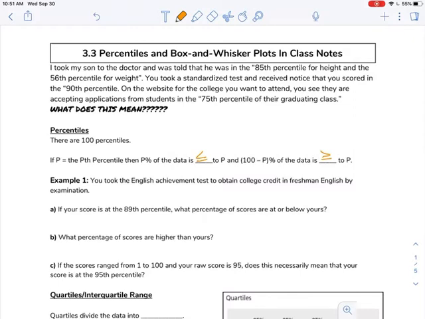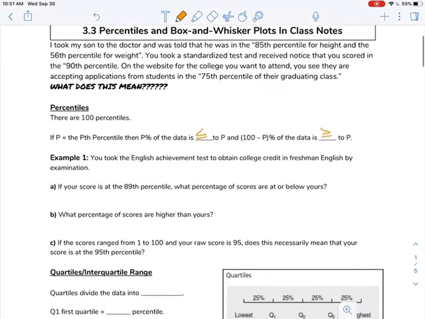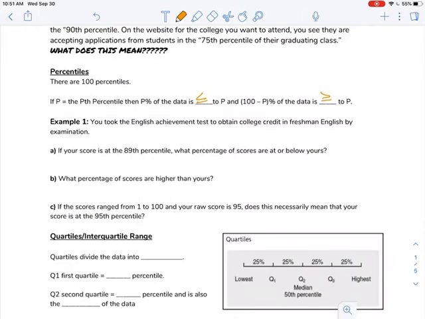So it says you took the English achievement test to obtain college credit in freshman English by examination. If your score is at the 89th percentile, what percentage of scores are at or below yours? So this is what we want to think of when we're talking about percentiles. So we are at the 89th percentile. All right, so that means that you scored higher than 89% of your peers.